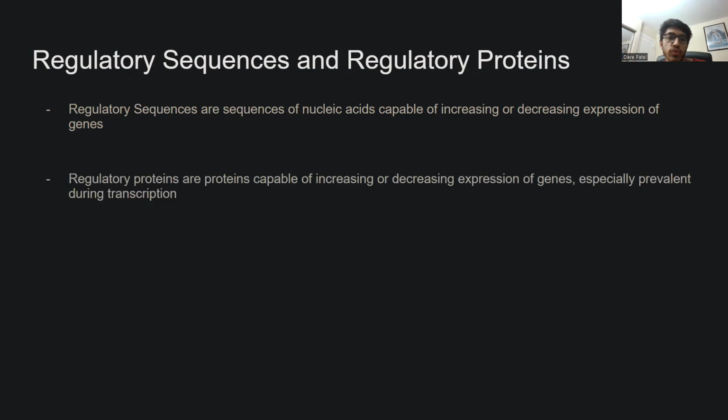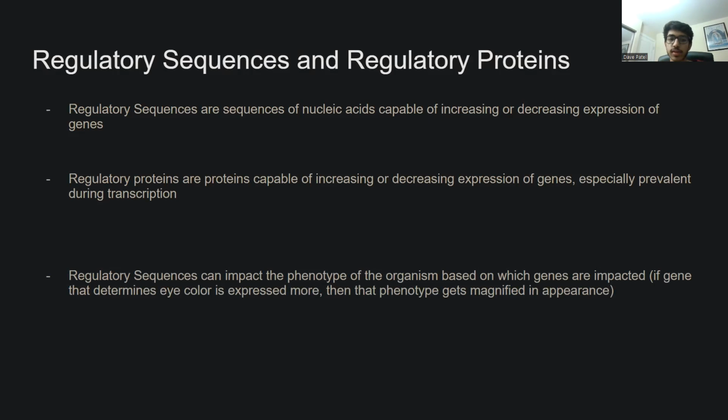So then you have regulatory, and I think that's pretty self-explanatory, so I'm not going to elaborate too much. You have regulatory proteins, and these are proteins capable of increasing or decreasing expression of genes, especially prevalent during transcription. A good example of this is a repressor protein, which can bind to the promoter, and that can decrease the expression of genes. But then you could also have a molecule that increases the expression of genes, which there's another term for, I believe, but I don't remember that at the moment.